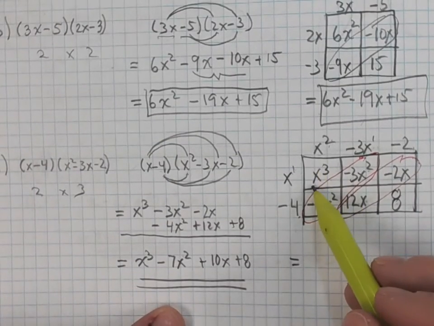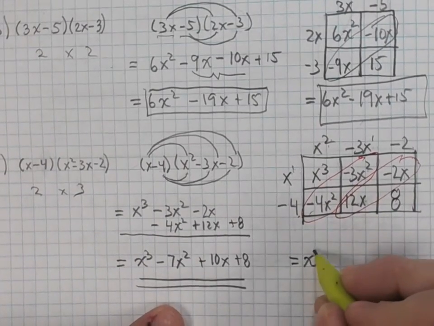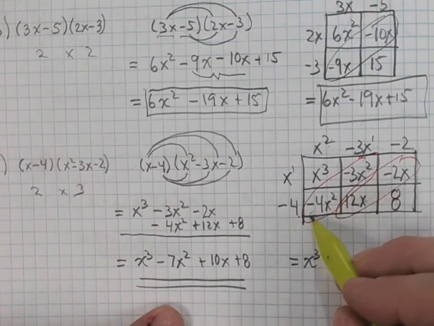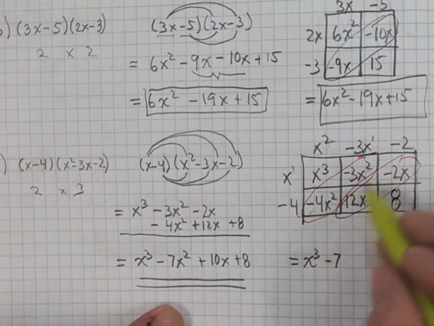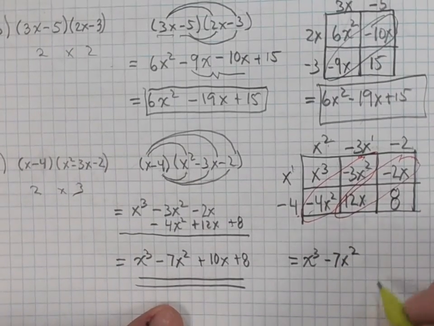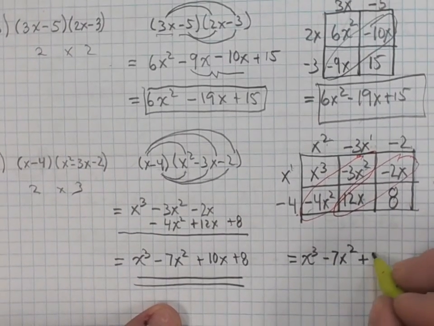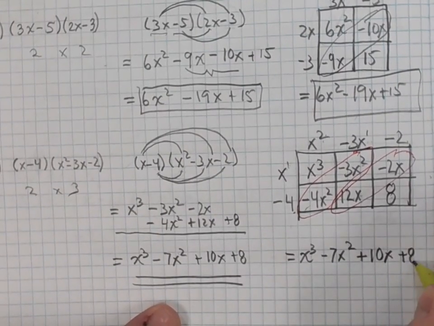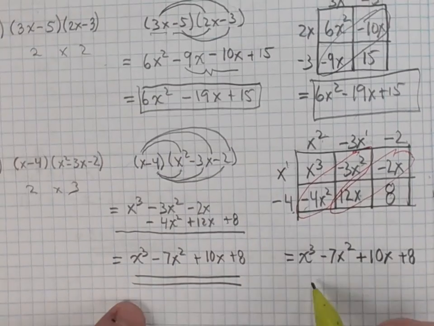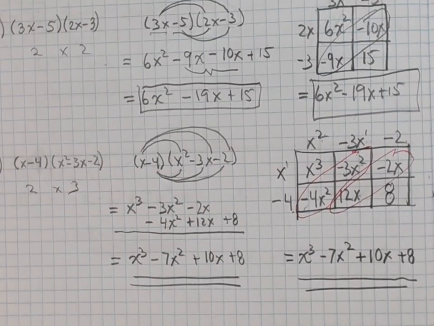So just go from the top left corner, add these together, and then add the final term. So we have an x cubed. This combines to negative 7x squared. Remember that we're adding all these terms together, so this is not a multiplication again. It's adding these. So negative 4x squared plus negative 3x squared, negative 7x squared. Combining these, add them together, 12x plus negative 2x, 10x. And then finally, plus 8. Notice that these are identical. Two methods, same answer. All right, time for you to go to 7.3 in the book and do the practice.